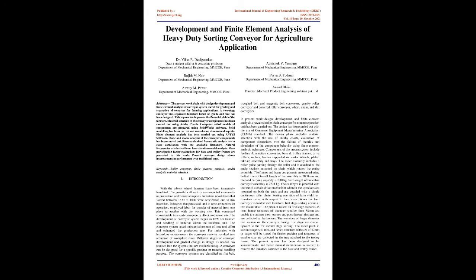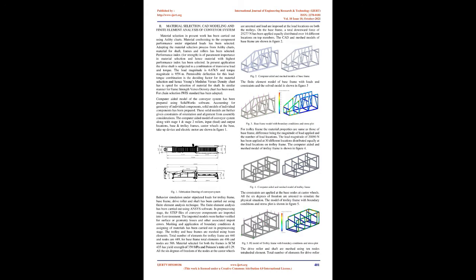Components of the present system include feeding and rejection conveyors, base and trolley frames, drive rollers, motors, frames supported on caster wheels, plates, take-up assembly, and trays. The roller assembly includes a roller guide passing through the roller and is attached to the angle sections mounted on chain which rotates the entire assembly. The frames and frame components are secured using bolted joints.